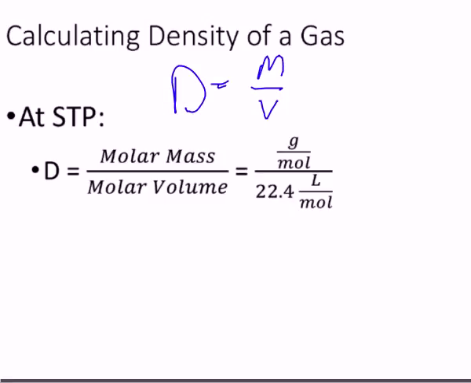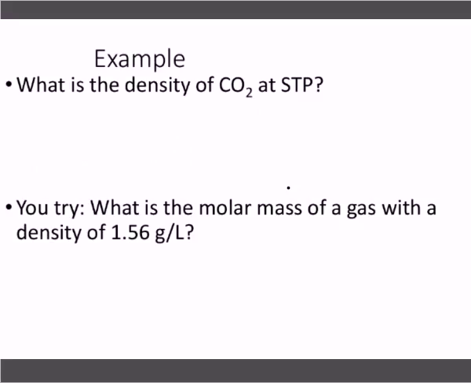So when we're at STP, we can take the molar mass, which we've already learned about, and we can take the molar volume, which we've just learned about, and that's it. It's that simple when you're at STP. But when we're not at STP, we can't just say the volume is 22.4 liters per mole, but we have to do some more work. All right? Here we go. Calculate the density of carbon dioxide when you're at STP. It's pretty easy. D equals M over V. Molar mass over molar volume.